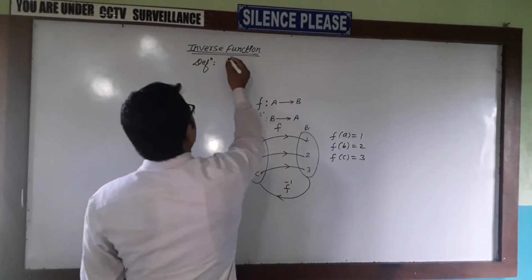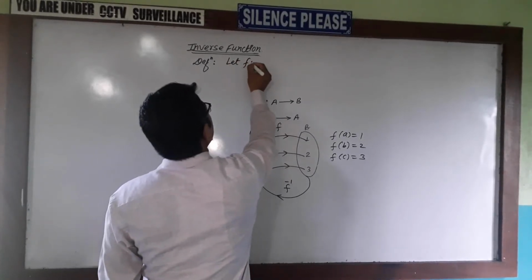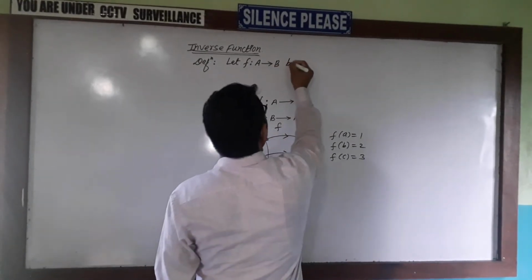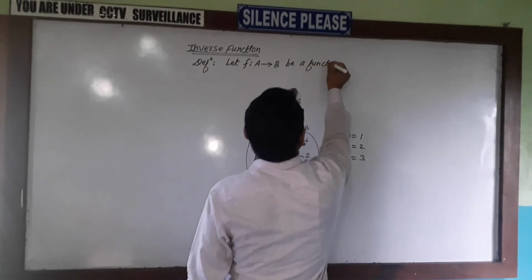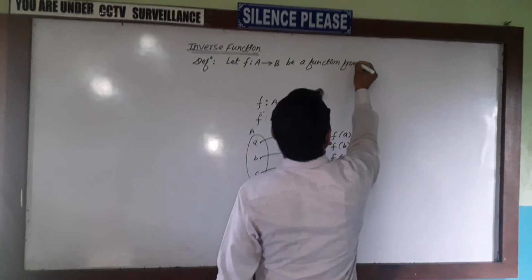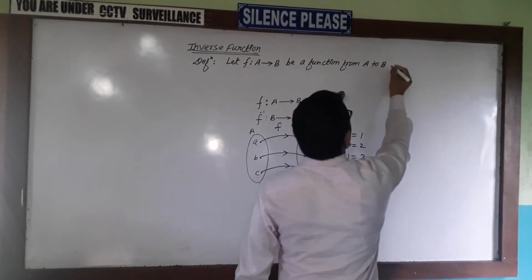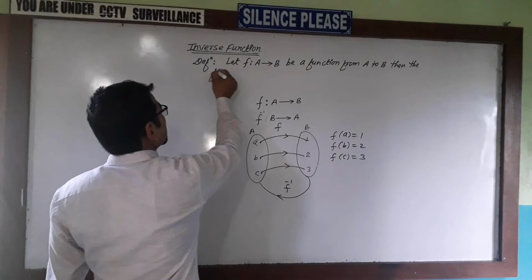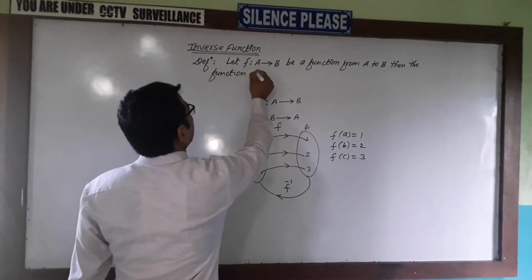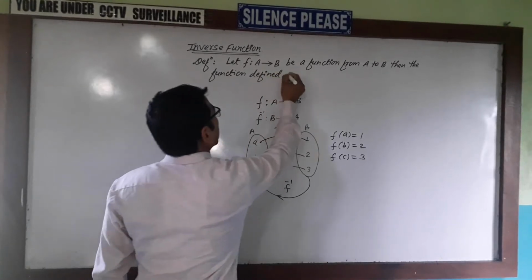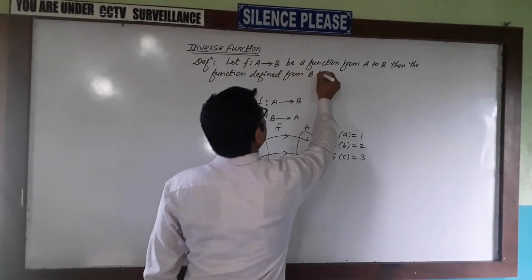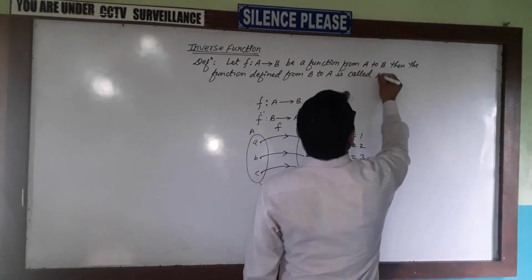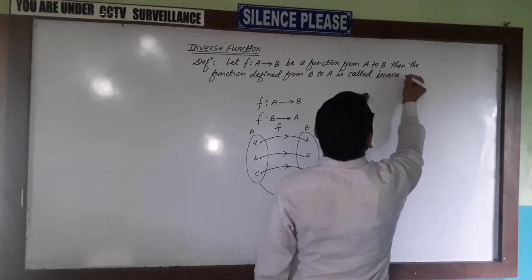Very simple. Let f be a function from A to B, f: A → B, from set A to set B. Then the function defined from B to A is called the inverse of a function, otherwise the inverse function.